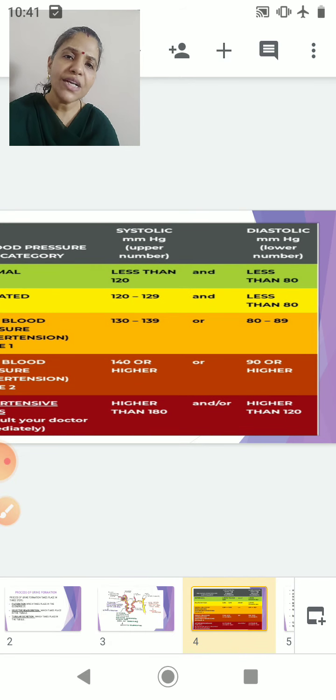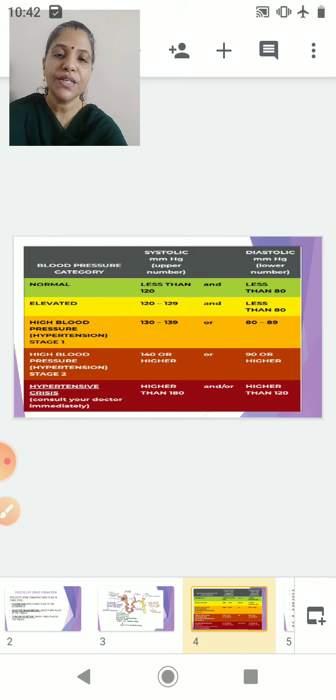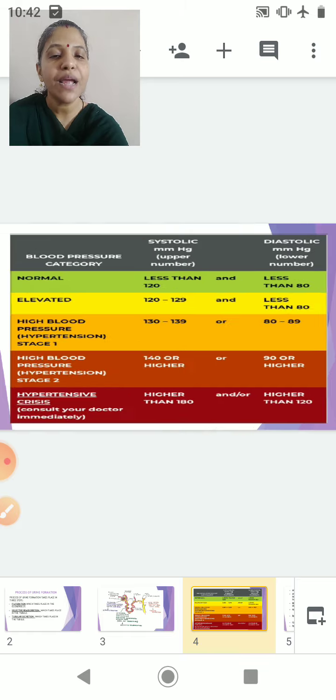So it is often written as 120 by 80 is considered as normal. But sometimes, due to dietary habits, meaning taking in a large amount of oily substance and fat, and a different type of lifestyle leading to diabetes, the person may have high blood pressure. And what is high blood pressure called? High blood pressure is called hypertension. What is hypertension? High blood pressure is called hypertension.